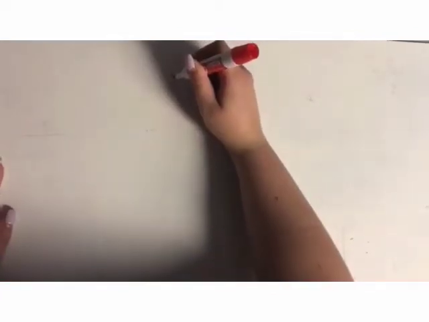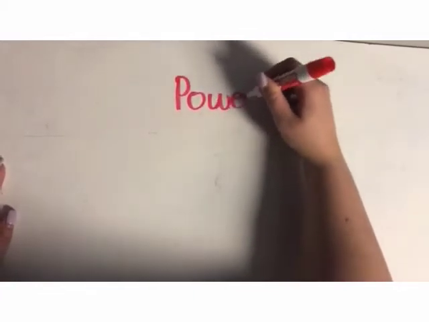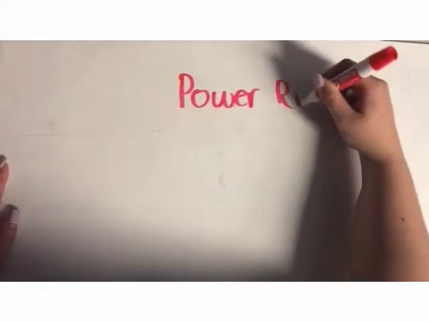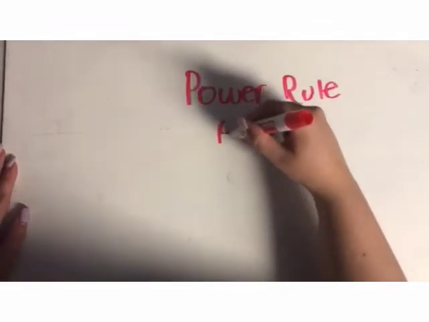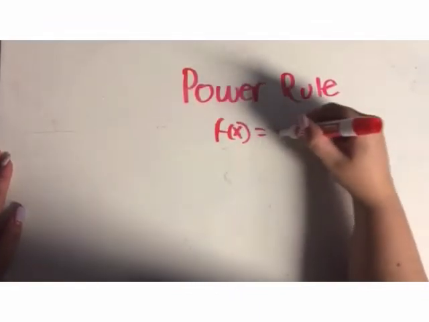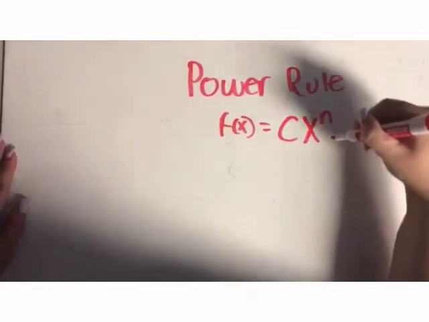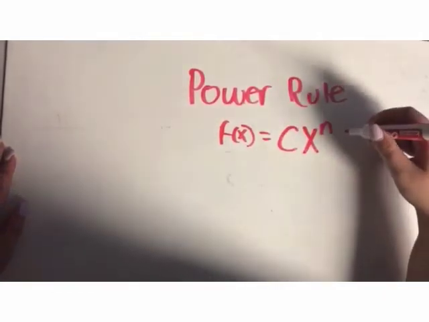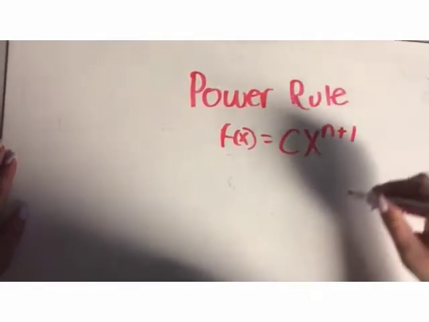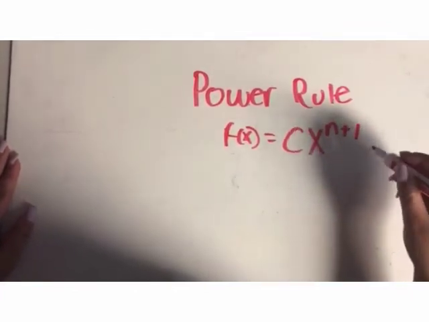The easiest integrals are done by using the general power rule, which is just the exact opposite of the power rule for differentiation. So, if the general function is f of x equals c times x to the n power, in order to take the integral, we first add 1 to the exponent and then divide the whole term by the sum of the original exponent and 1.